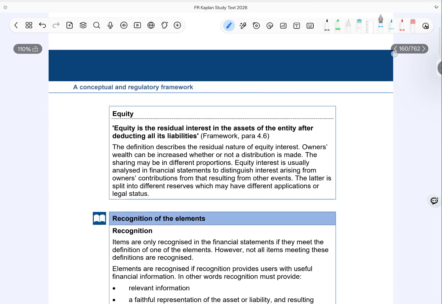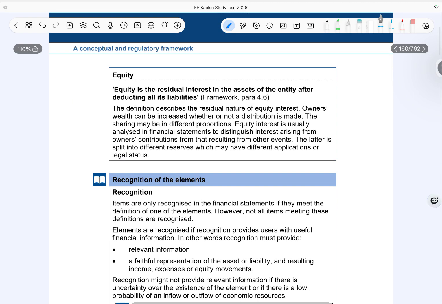Okay, next we'll talk about equity. We have already learned the formula, which is assets minus liabilities. But let's understand what that really means. Imagine a company owns asset worth 20 lakh. It also owes 8 lakh to banks and suppliers. What's left? 12 lakh. That remaining amount belongs to the owners. That's called equity. So in simple words, equity is the owner's residual interest after paying all liabilities.